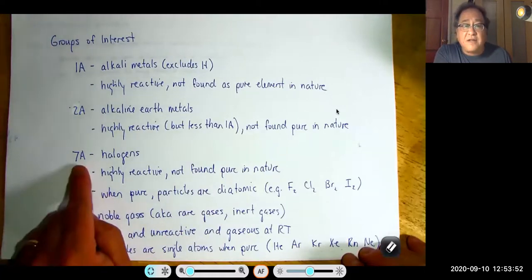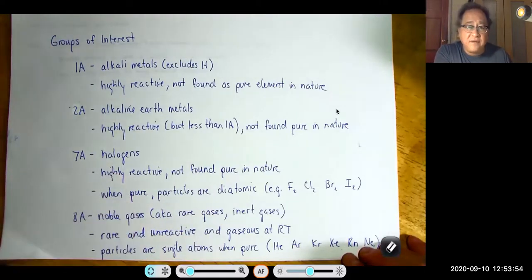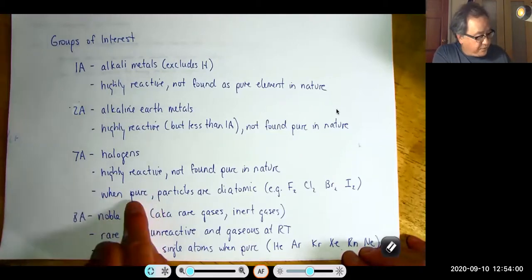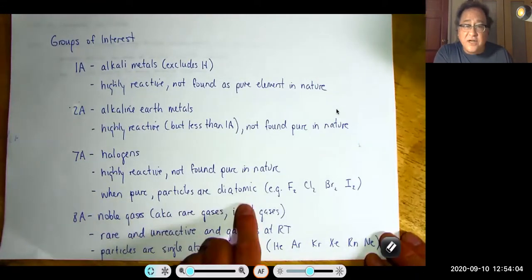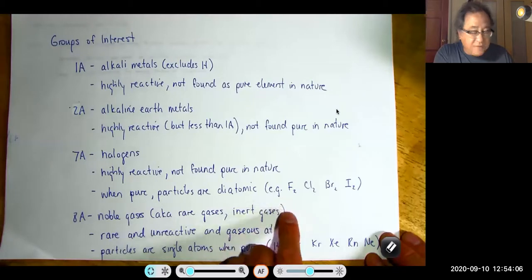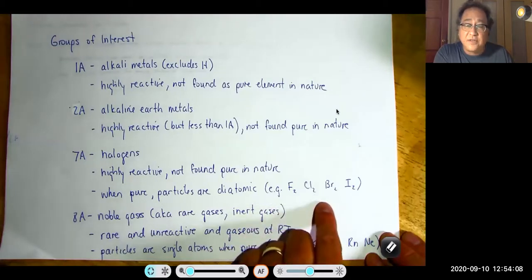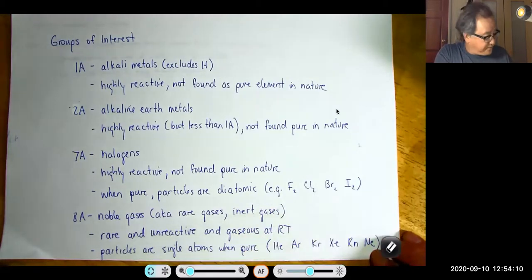Group 7A are called the halogens, also highly reactive, not found in their pure form in nature. And when pure, that is when they've been purified in a chemistry lab, the particles are diatomic. So there's F2, Cl2, Br2, and I2. You find them in pairs.